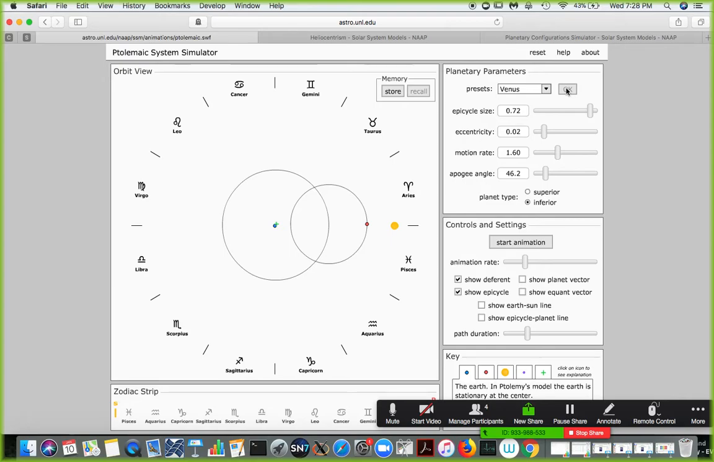Let's do Venus. So here's Earth. Venus is there, but Venus doesn't go around Earth. Venus goes around a circle that has a center in another circle called deferent. Now, as Venus goes around this deferent, sometimes it goes forward, right? But sometimes it has to go backward. And then we call that retrogradation.